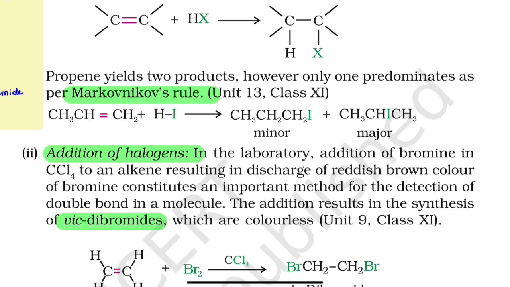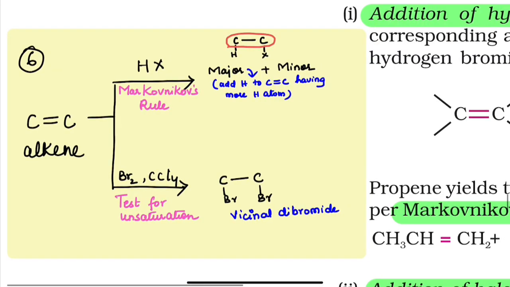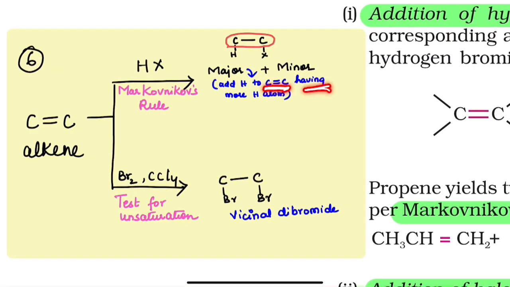So see here, major product. We have added hydrogen to this carbon, and to the center carbon we have added iodine. So that will be the major product. So this is according to Markovnikov's rule. So I have written here: add hydrogen to the carbon-carbon double bond carbon having more number of hydrogen atoms.